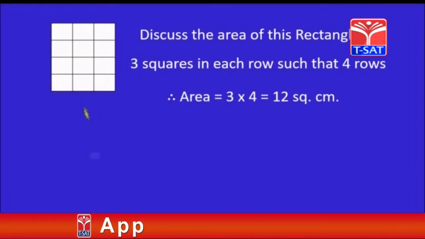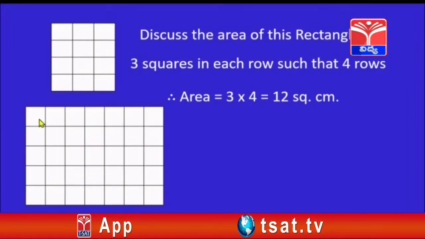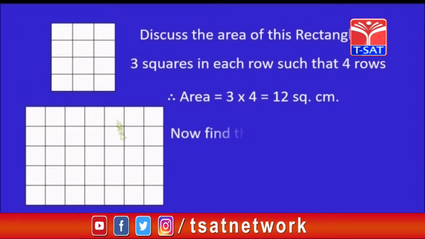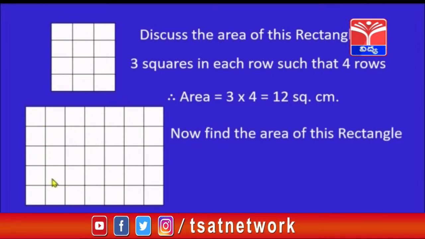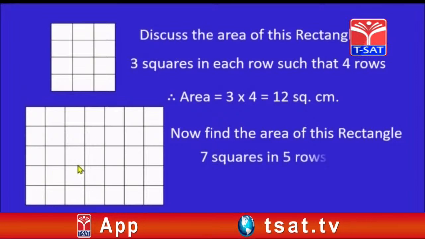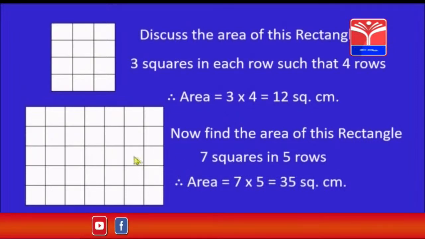And take another figure like this. Count the number of squares in each row. So total here 3, 4, 5, 6, 7. 7 squares such that total 5 lines, 5 rows here. Now find the area of this rectangle. 7 squares in 5 rows. The area is equal to 7 into 5, 35 square centimeters.